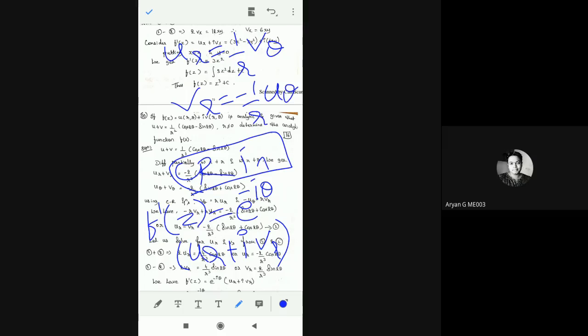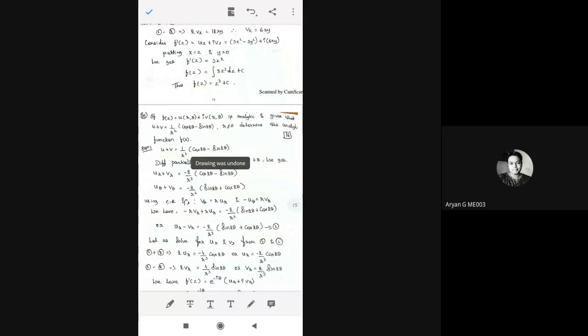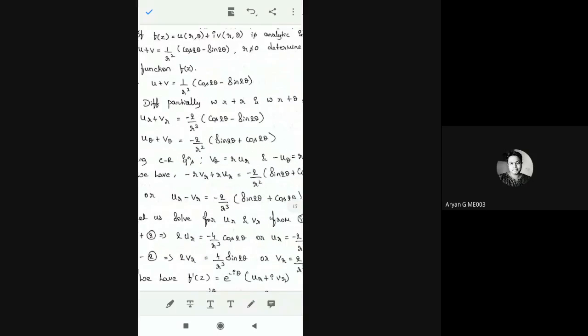So you should know these formulas, these two conditions, and also the procedure: put r is equal to z and theta is equal to 0. This is common, like x is equal to z, y is equal to 0. The same thing we're going to repeat. So step by step we'll follow now. What is given? Given u plus v, we need to find f of z. Simple. They have given it in polar form.